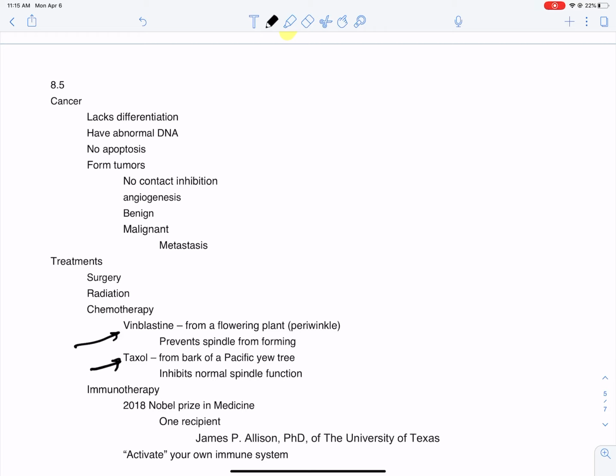zero in on some types of cancers and fight them with these types of chemotherapy. The vinblastine prevents the spindle from forming. So when it's going through mitosis, the nuclear division, and lining up the DNA in the middle, it prevents them from forming. And the other one, Taxol, inhibits the normal spindle formation. So either of those are inhibiting the cancerous cell from lining up the chromosomes in the middle. So basically it kills them.